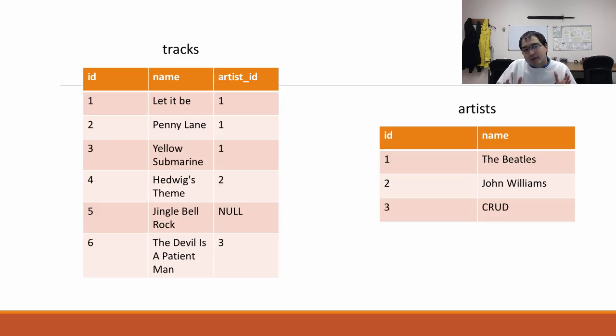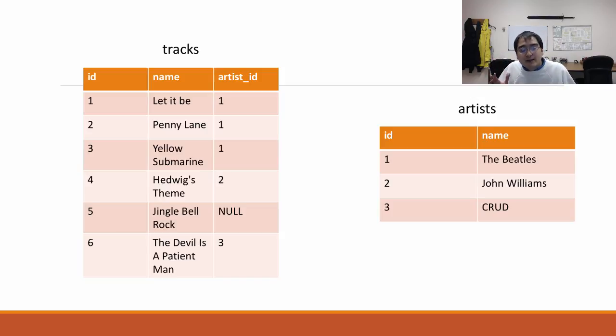So first, we're going to have an example where we have two tables here. We have the tracks table, which has an ID for each song in our database, the name of the song, as well as an artist ID, which represents the artist that created this song. The artist ID is the ID of the second table here named artist. It has an ID, and all those artists also have names.